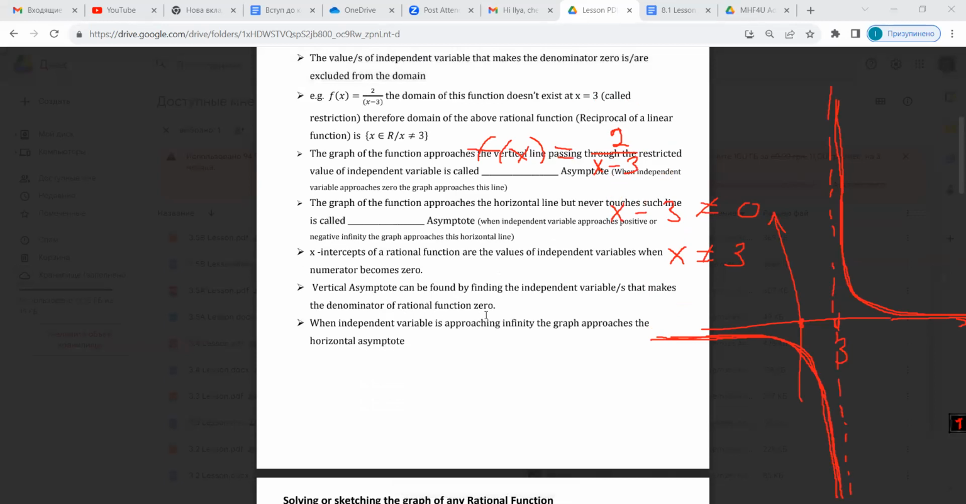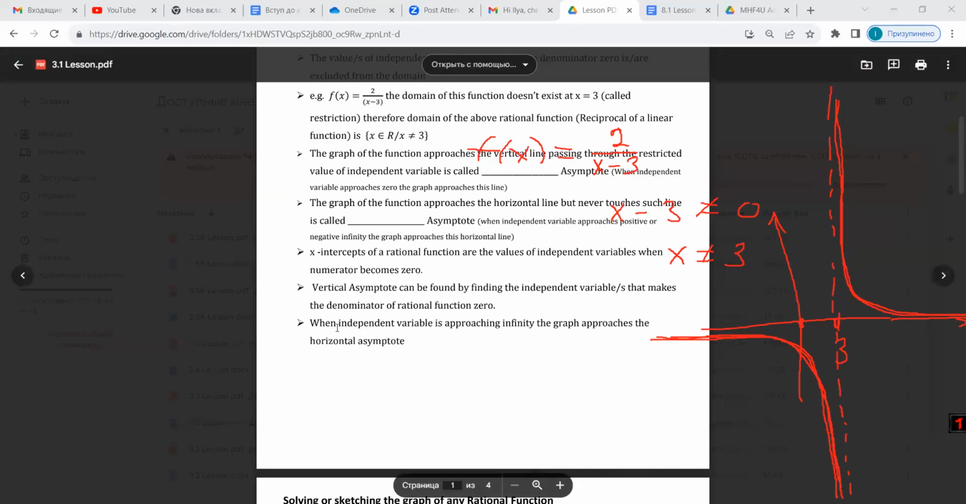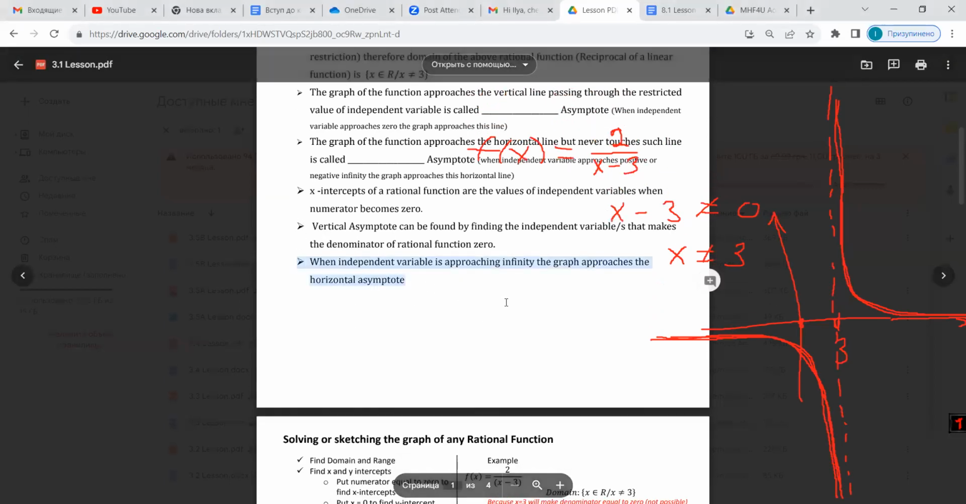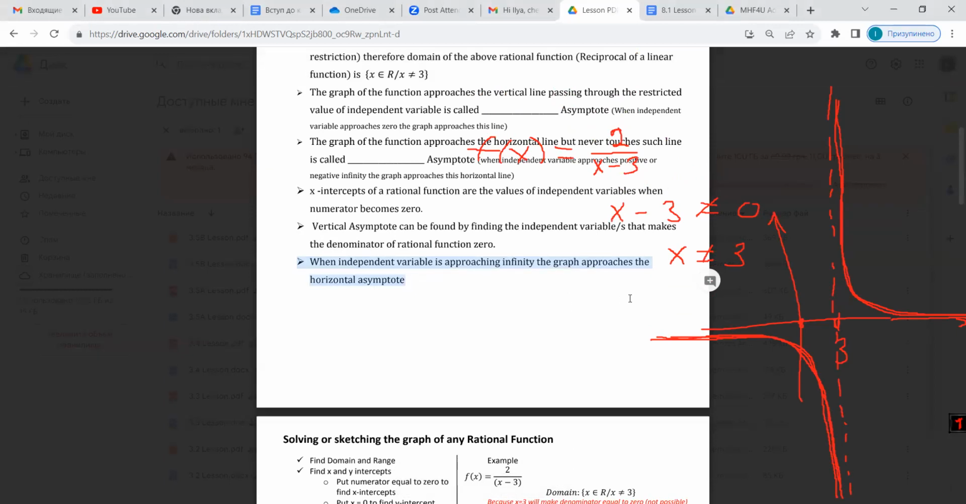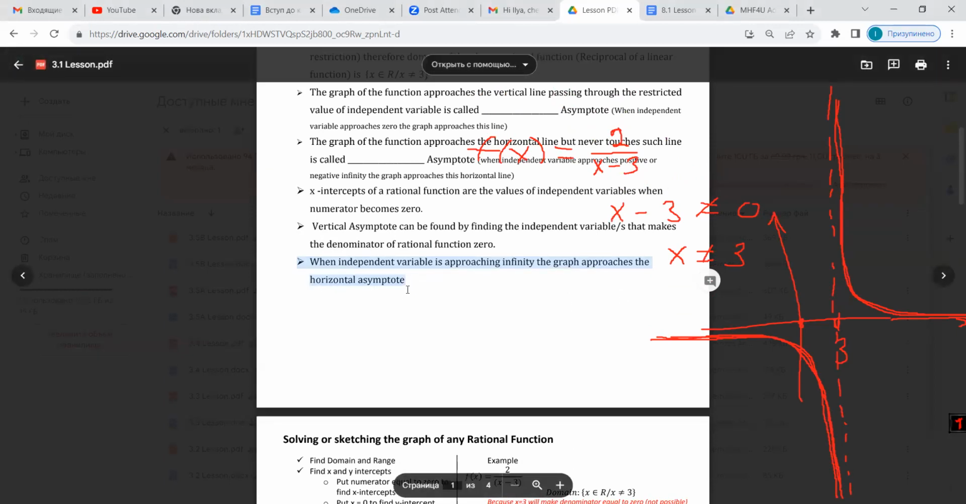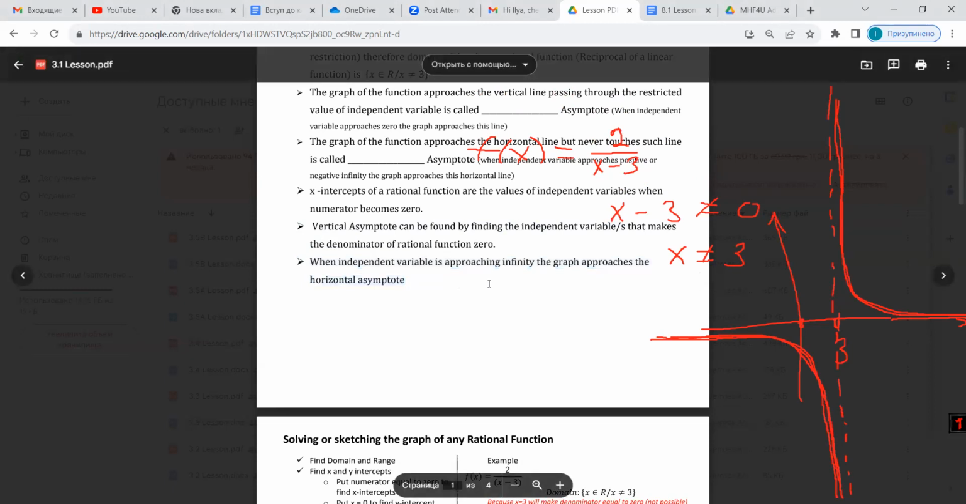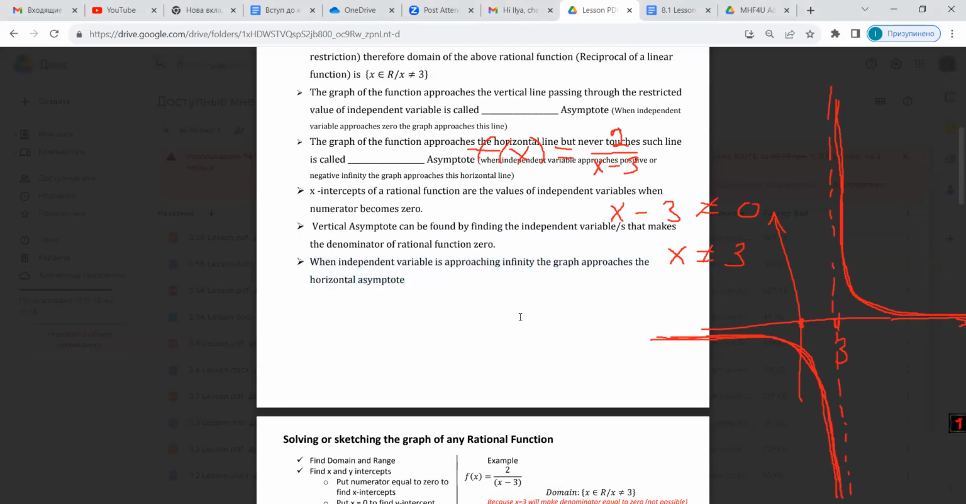Vertical asymptote can be found by finding the independent variables that, this we already covered. When the independent variable is approaching infinity, the graph approaches the horizontal asymptote. This we already discussed.